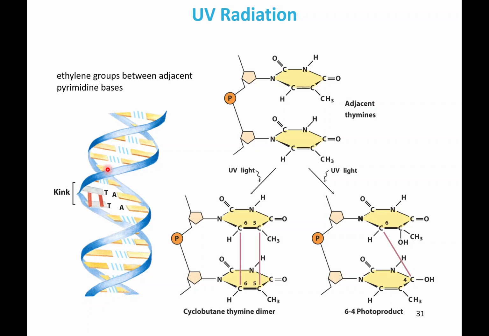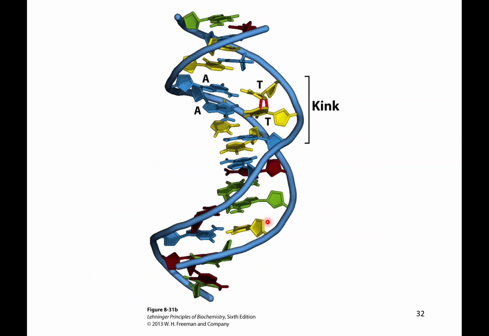And why that's important is it puts what's known as a kink in the DNA. So that nice B form of the double helix doesn't exist there. There's kind of like a little kink in that spot. And if those aren't repaired, they can lead to mutagenesis when that DNA is replicated.